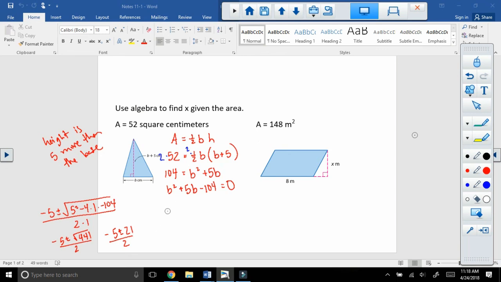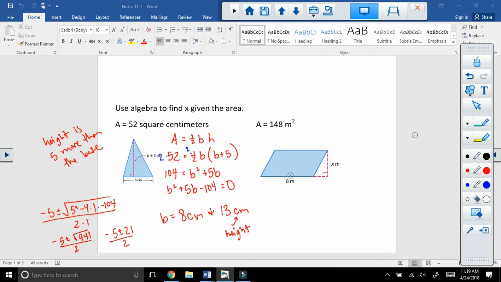So that makes the base here 8 centimeters. Let's also go ahead and just say what the height is. What would the height of that triangle be? 13. Okay, then if I were you, I would double check that. When you have both of those dimensions, I would just take half of 8 times 13. Make sure you get back to 52. It'd be a good way to double check and make sure that that actually works out.